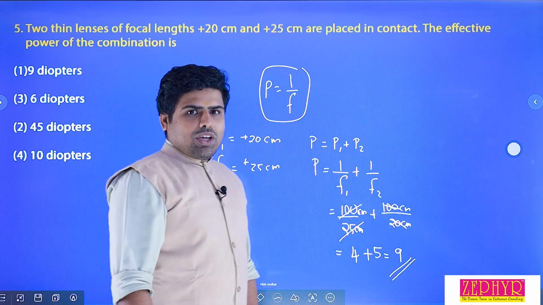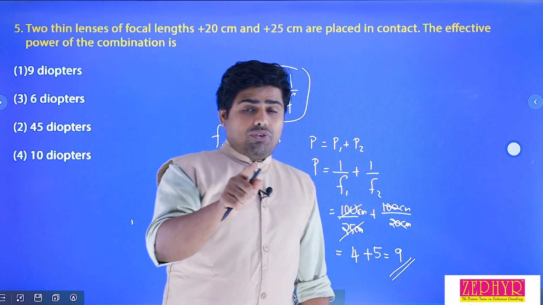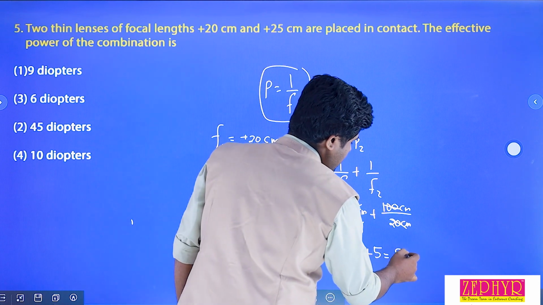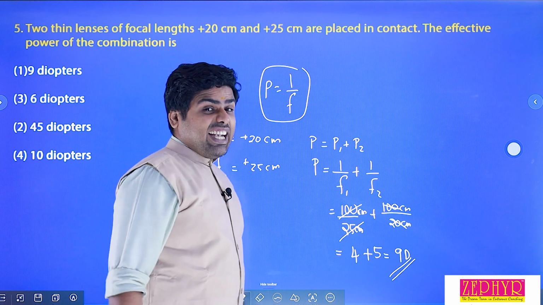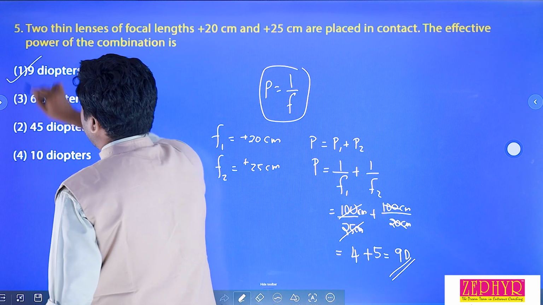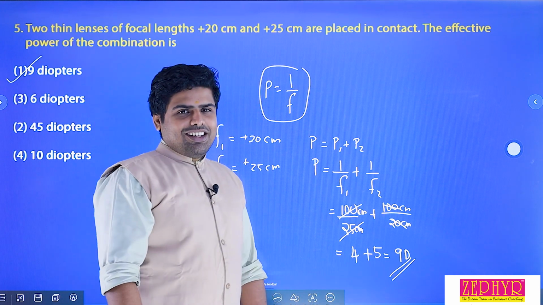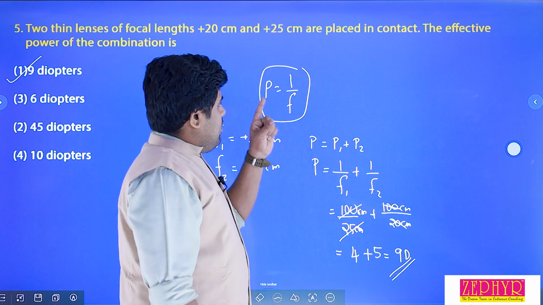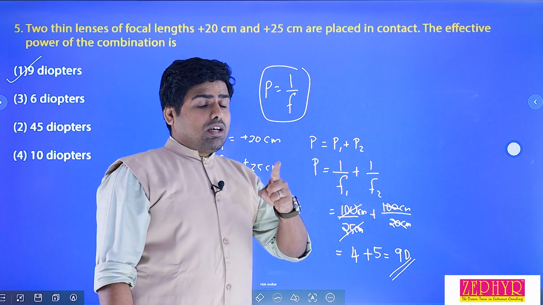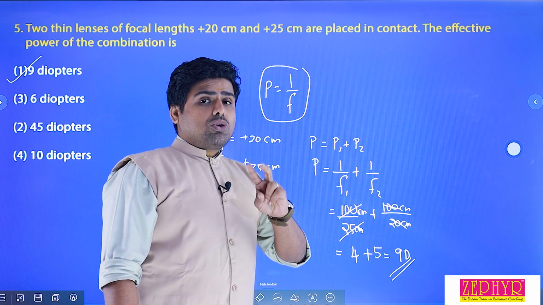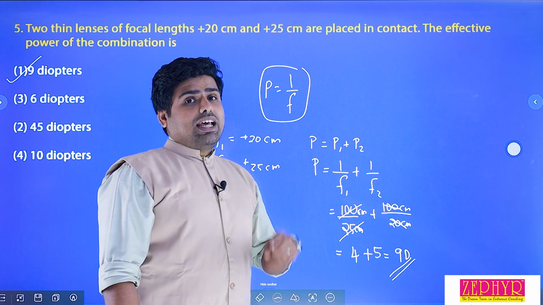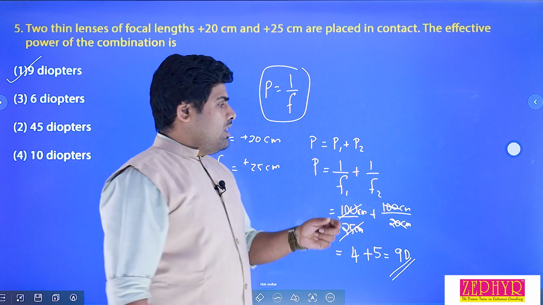The actual unit of power is diopter. So the answer is 9D, D for diopter. So here the right option is option 1, 9 diopters. Clear? 9 diopters. So power is equal to 1 by focal length, and a combination of lenses shows a certain power, that is P is equal to P1 plus P2, that means power of the first lens plus power of the second lens.